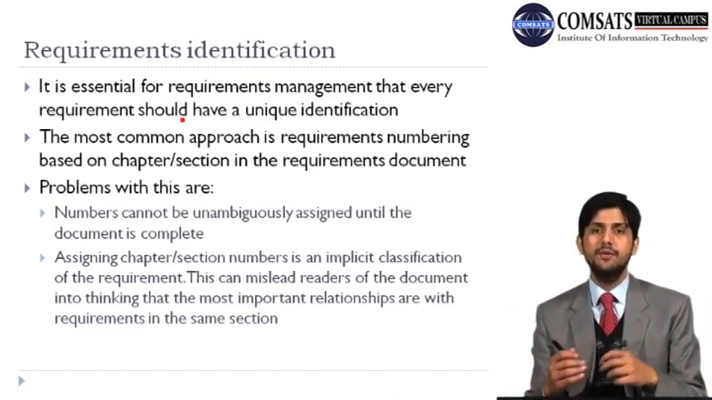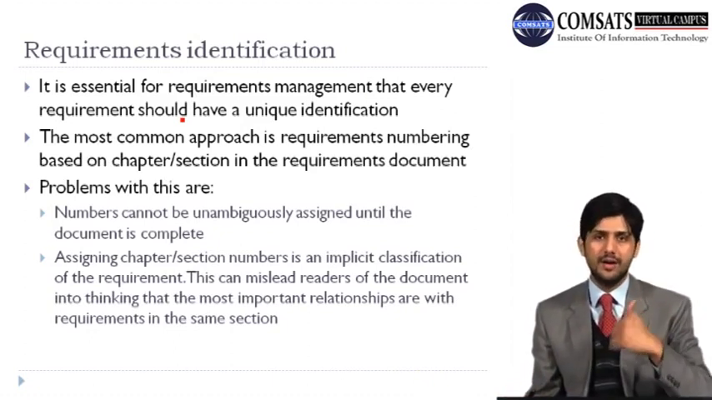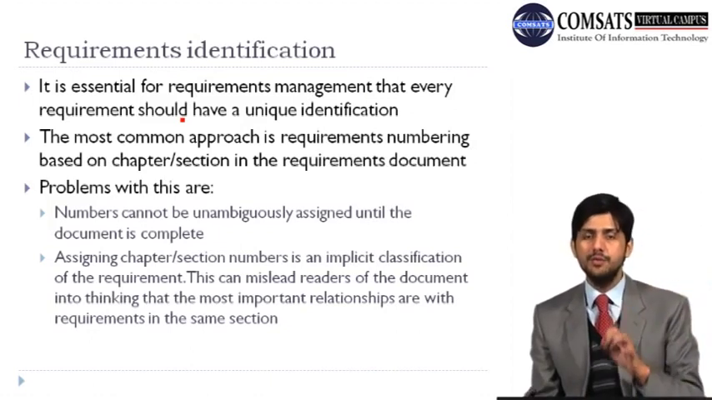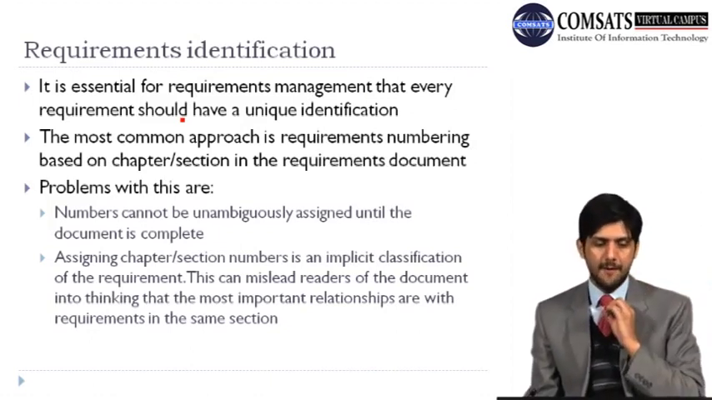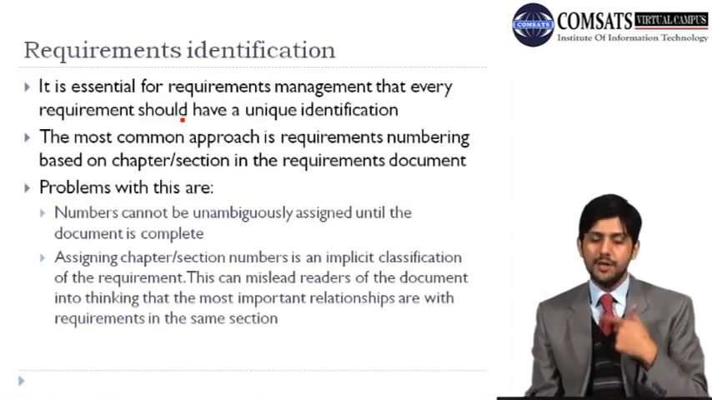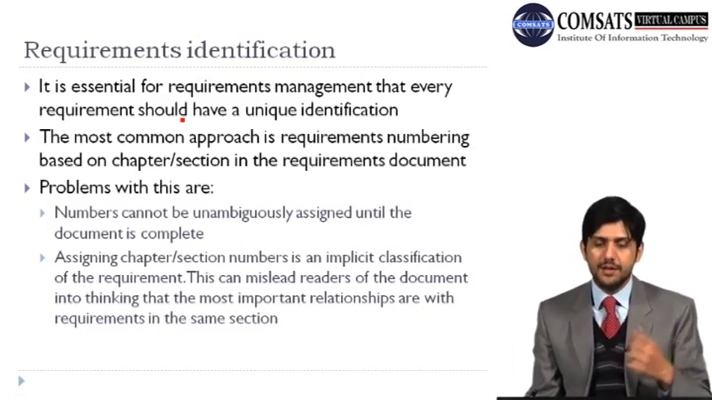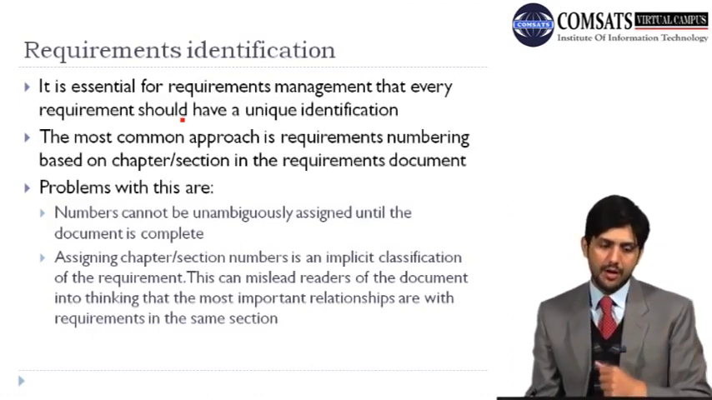That is why we said that you should always have a unique identifier in the form of requirement 1, R1, R2, or Rec1, whatever you choose, but there should be a unique identification of each requirement that you are including in the product. The most common approach is requirements numbering. So based on the chapter section in the requirement document, you number your requirements.